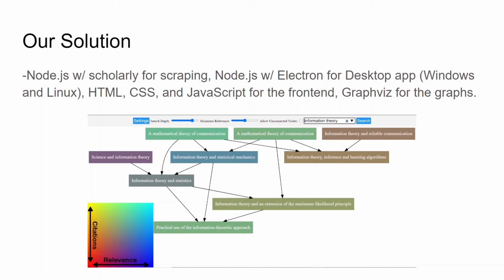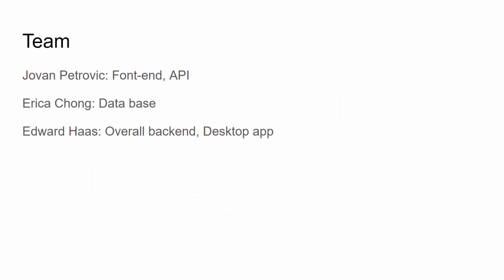Node.js was used with Electron to create a client app for desktop on Linux and Windows. HTML, CSS, and JavaScript were used for the front end with GraphViz to visualize our website and give an experience for the user. The team consisted of me, Jovan. I did the front end, the CSS, HTML, as well as the API in case we decided to move from GitHub to server-based hosting.